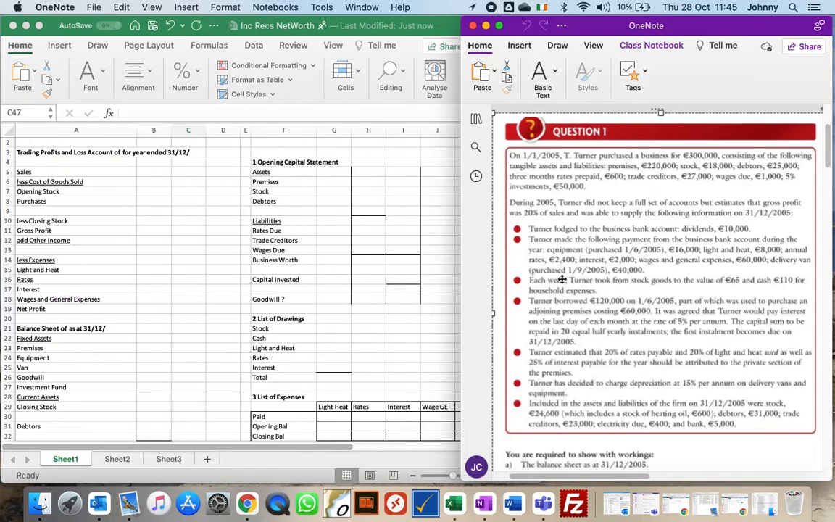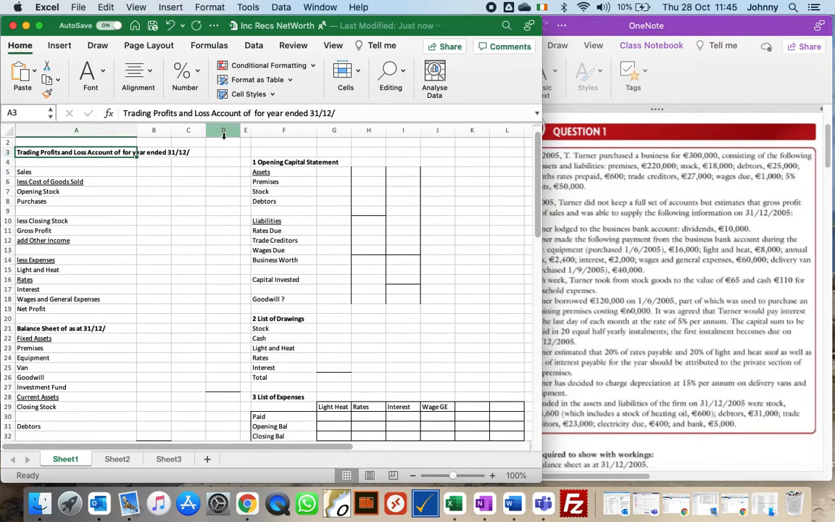So we start off, something I may not have done necessarily in the previous question. You do get marks for this, if you lay out the name of the two documents you're dealing with. So it's trading profit and loss of, now who is this person? Who is the person who we're doing the business for? So it's T. Turner, and for the year ended 31st of December 2005. And a balance sheet of T. Turner at the 31st December 2005.